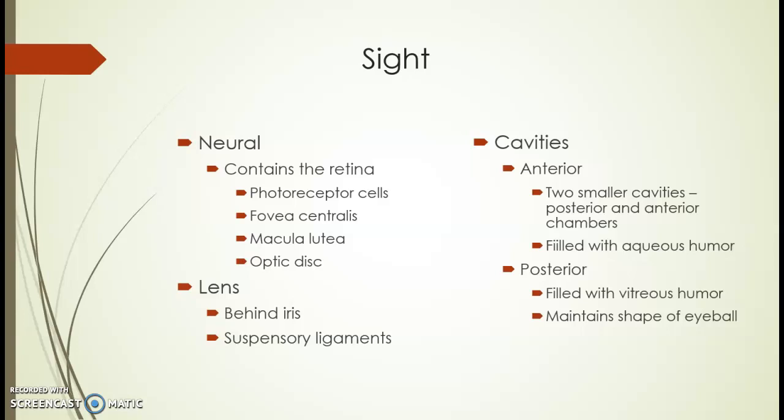Another important structure of the eye is the lens, which is located behind the iris and is held up by the suspensory ligaments. And finally, the eye is divided into 2 cavities, anterior and posterior. The anterior cavity is further subdivided into anterior and posterior chambers and is filled with aqueous humor, while the posterior cavity is filled with vitreous humor, which helps maintain the shape of the eyeball.